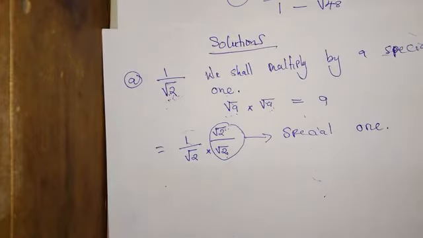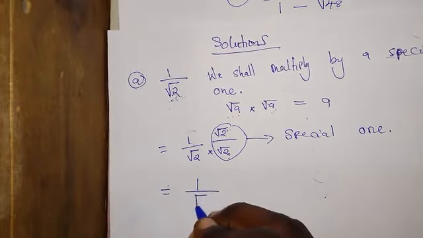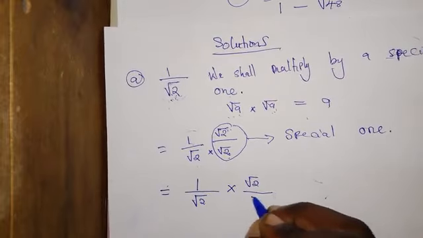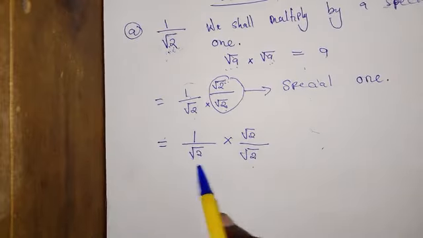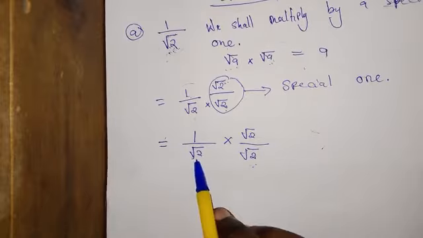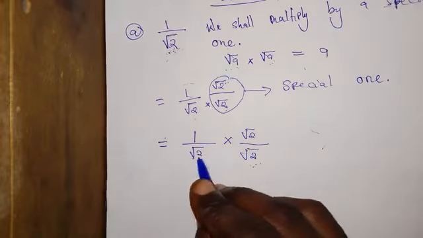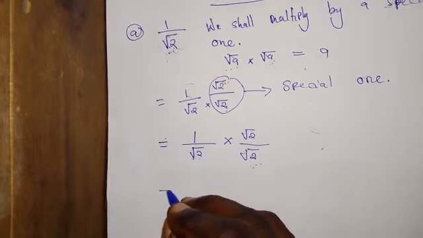This is our special one. Such that we are simply saying that we are going to have 1 over root 2 multiplied by root 2 over root 2. Remember, our aim is being achieved. Root 2 multiplied by root 2, we are going to just have a 2. So basically, this is just multiplication of fractions.